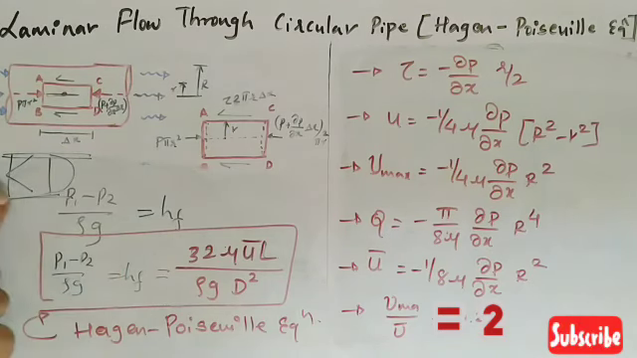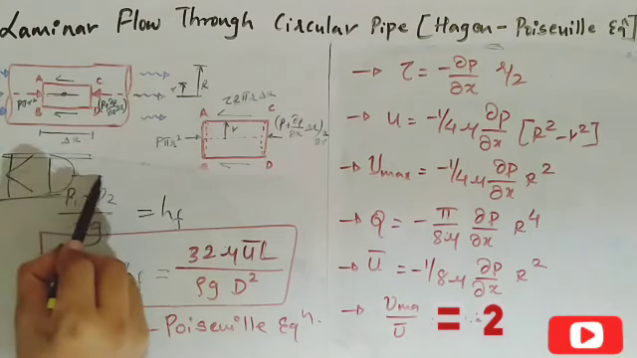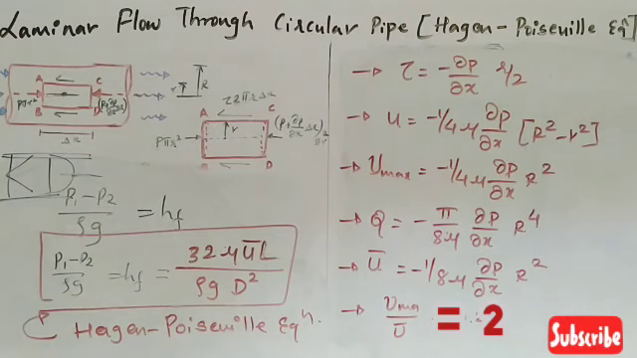Shear stress distribution will be in the shape of a line, and the velocity distribution will be in the form of a parabola. The maximum velocity is identified at the center of the pipe, at the streamline, and the maximum shear stress is observed at the wall side. If you derive this much, you will get complete marks.